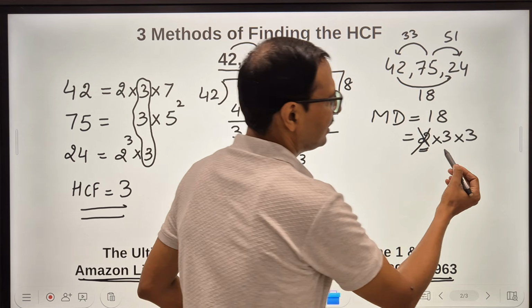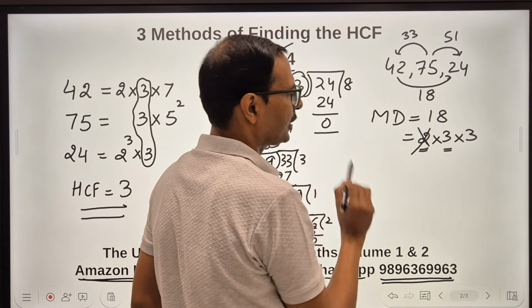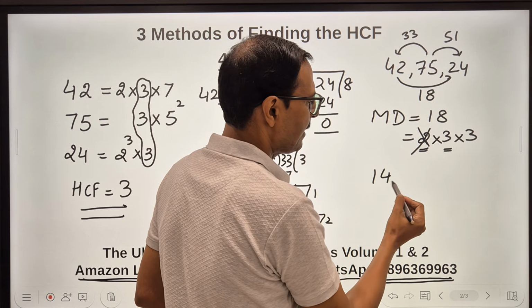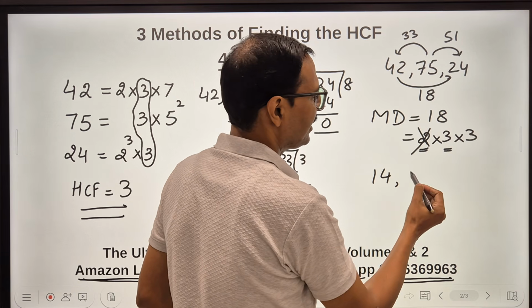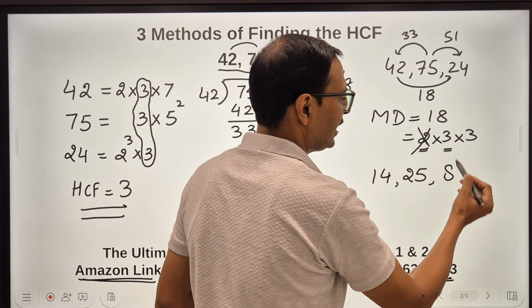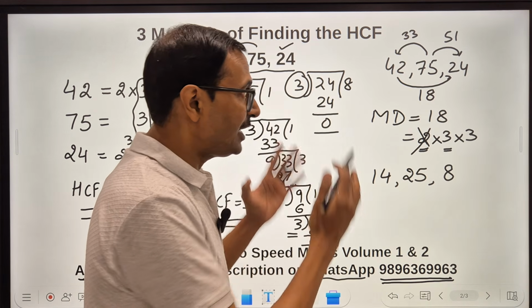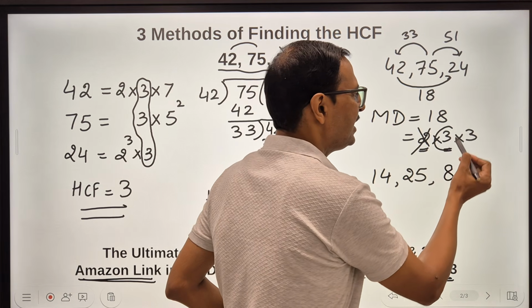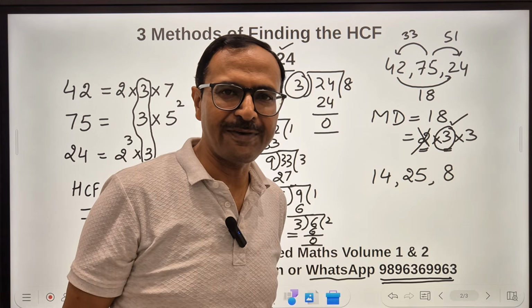Now let us check 3. 3 divides 42, giving me 14. 3 divides 75, giving me 25. 3 divides 24, giving me 8. So 3 divides all three. So this 3 is retained in the highest common factor.